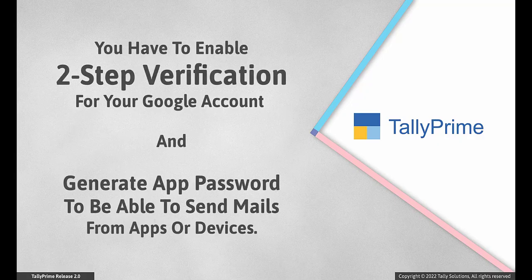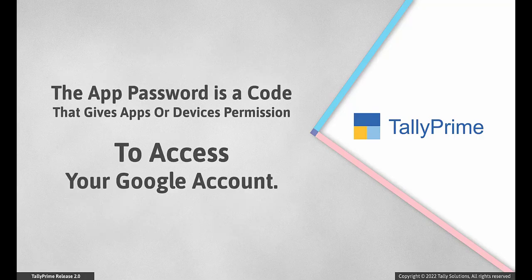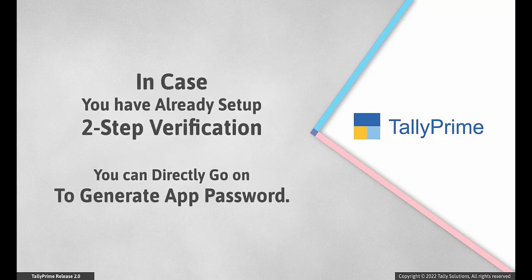As part of this process, you have to enable the two-step verification for your Google account and generate the app password. The app password is a code that gives apps or devices permission to access your Google account. In case you have already set up the two-step verification, you can directly go to Generate App Password.